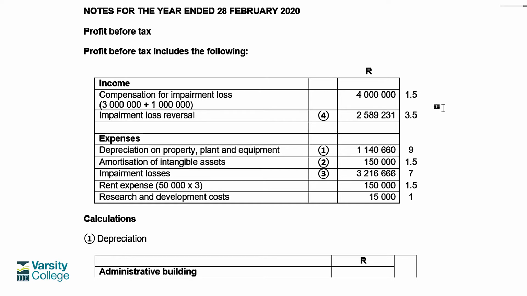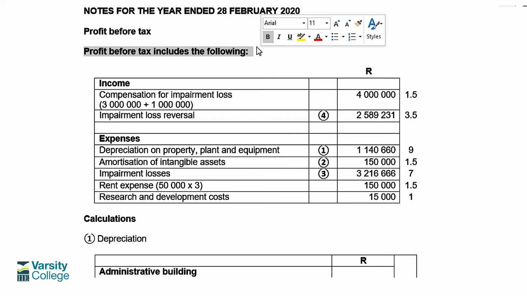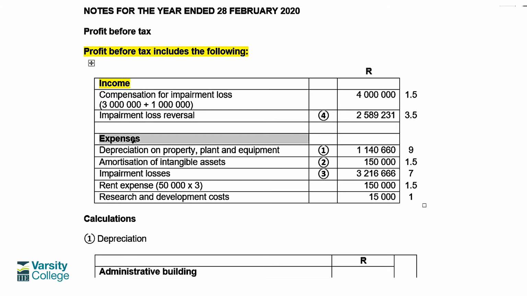Now my suggestion is, remember what I said to you, the PBT note is just a list of disclosable items. So what you should do is just prepare the skeleton of the note as it stands, the heading, profit before tax includes the following items, and just split it. I choose to split it between income and expenses. That is just how I choose to do it. It's not because it has to be. I just find it's easier if I split it between income and expenses.